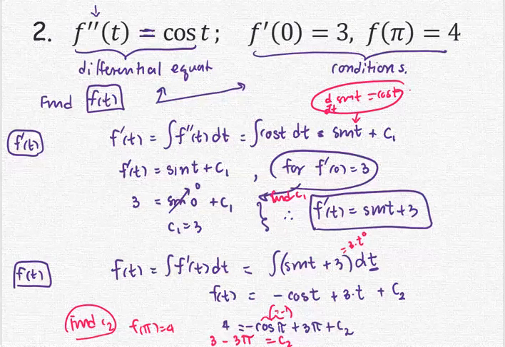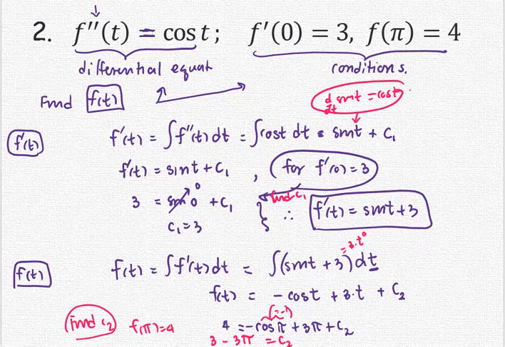As c2 equals 3 minus 3 pi, therefore the solution, which is the function f at t, will be in the form of negative cosine t plus 3 times t plus 3 minus 3 pi.